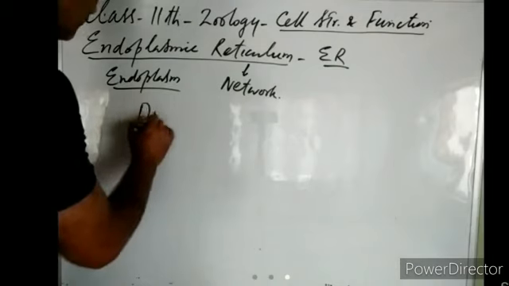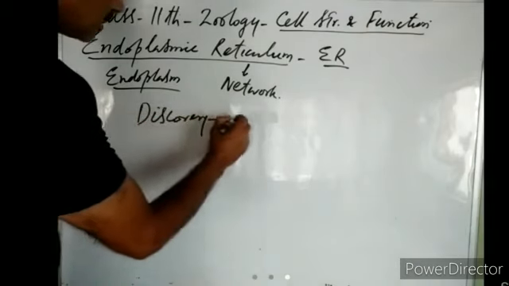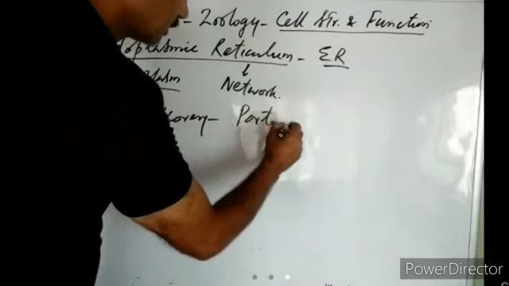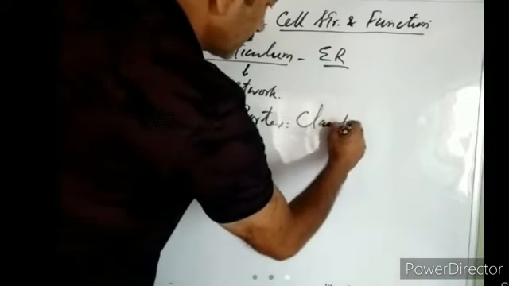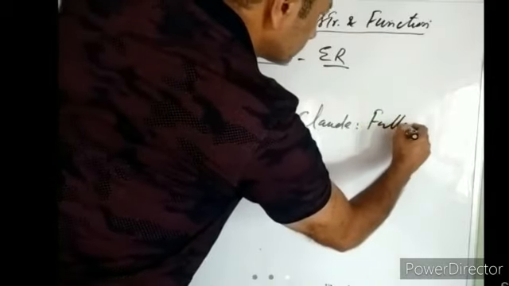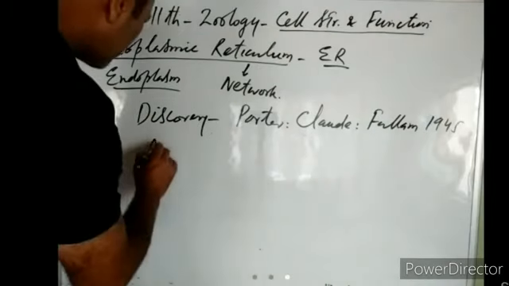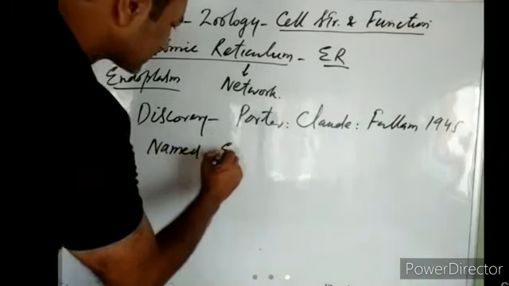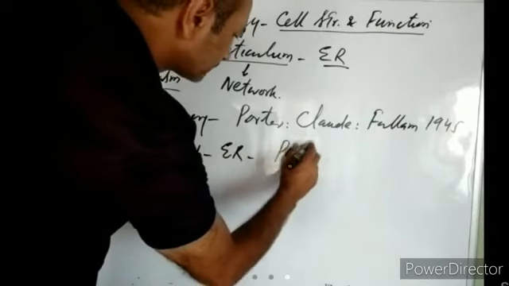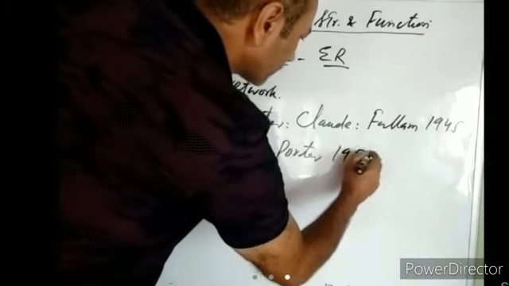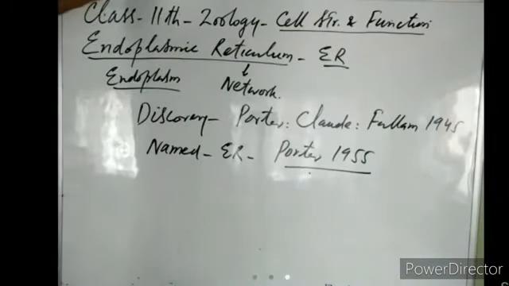Who discovered this endoplasmic reticulum? It was discovered by Porter, Claude, and Fulham in 1945. It was discovered by three scientists, Porter, Claude, and Fulham in 1945. And it was named endoplasmic reticulum, named ER, by Porter in 1955.